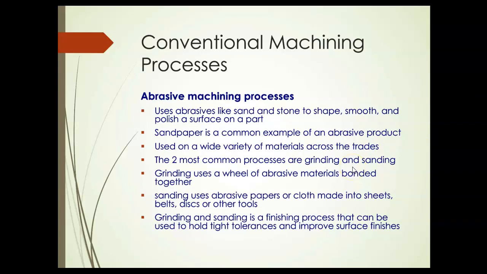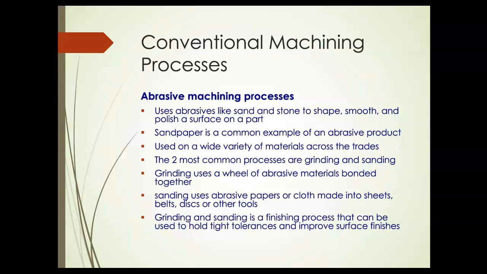We also talk here about abrasive machining processes. Abrasive machining processes are going to use sand or stone that shapes, smooths, and polishes the surface. Of course, you're all familiar with sandpaper, so that's an example of an abrasive product, and it's got different types of grits that we might use depending on how rough or smooth we want the surface to be, or how polished we want the surface to be. So abrasive materials are used pretty extensively across all of the trades.